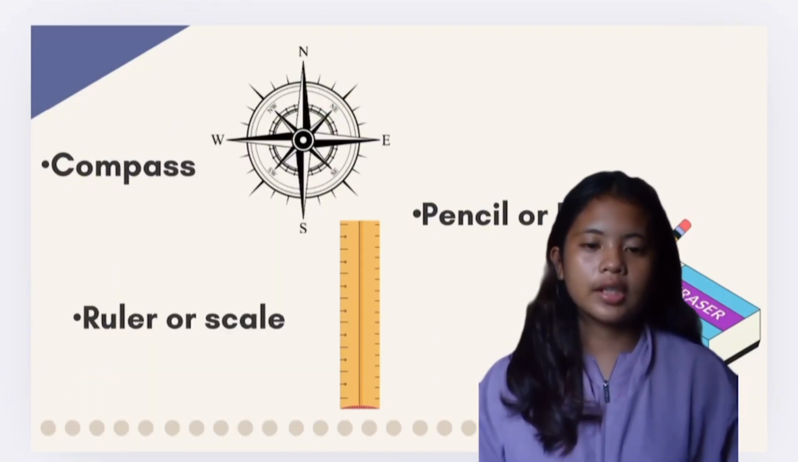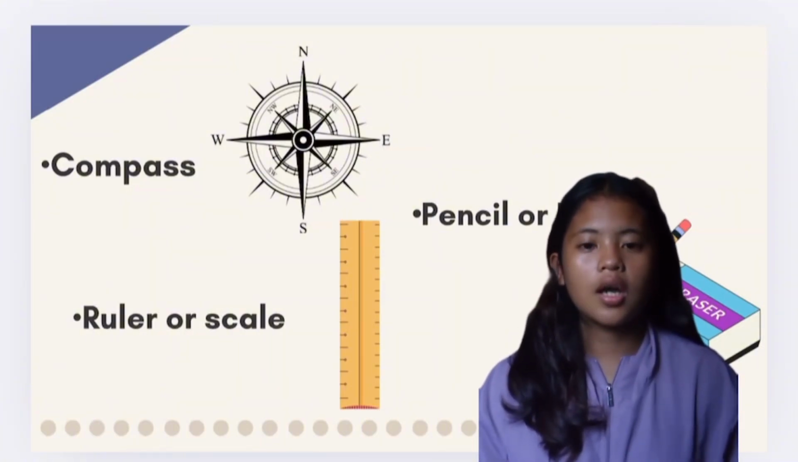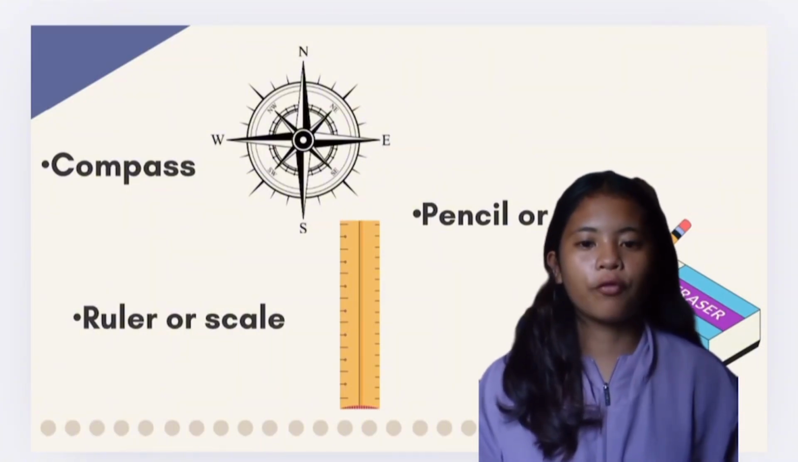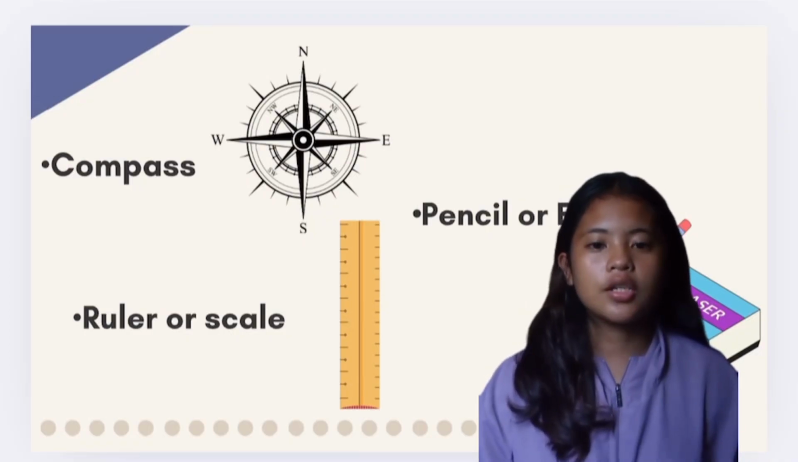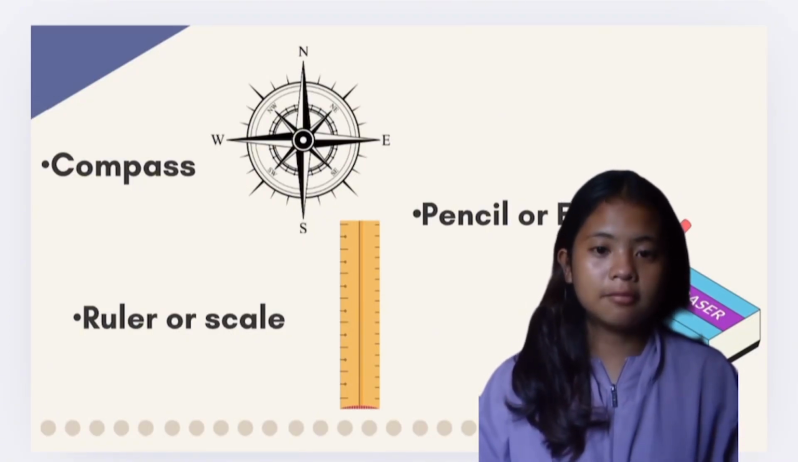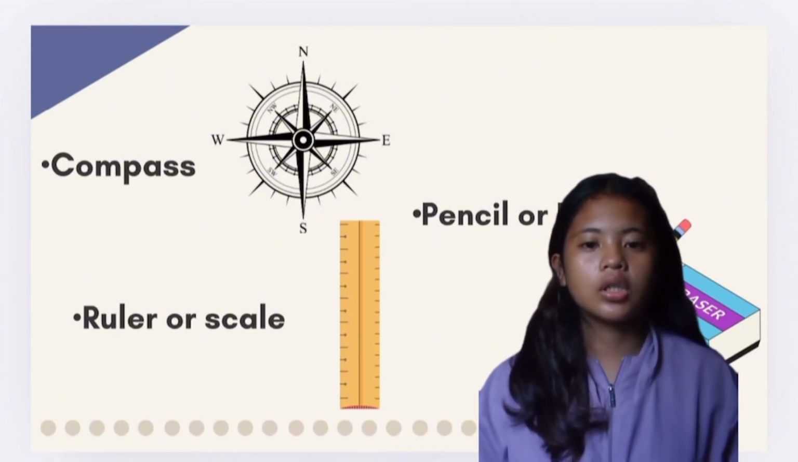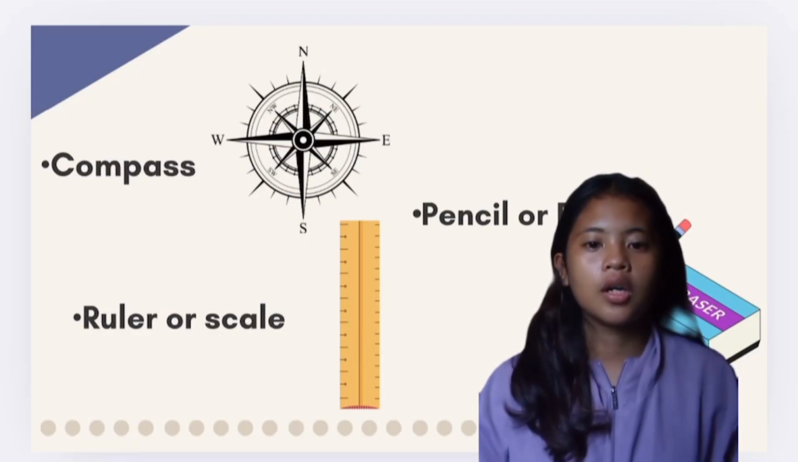So, a ruler scale is a measuring tool used in technical drawing, architecture, and engineering. It is different from an ordinary ruler because it uses a scale or ratio instead of direct measurement. A scale means that the drawing is not the actual size of the object. The drawing is made smaller or bigger so it can fit on paper.